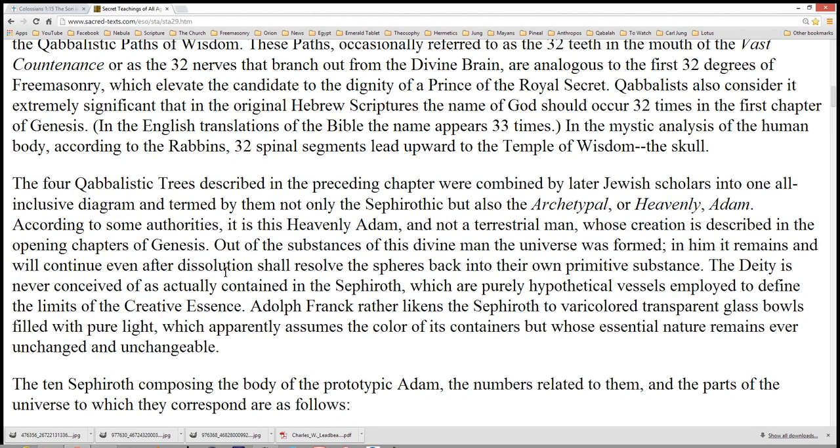If you want to know why Michelangelo painted the creation of Adam, or the heavenly Adam, what he did was he painted the first Sephira. And the first Sephira is associated with the pineal gland.